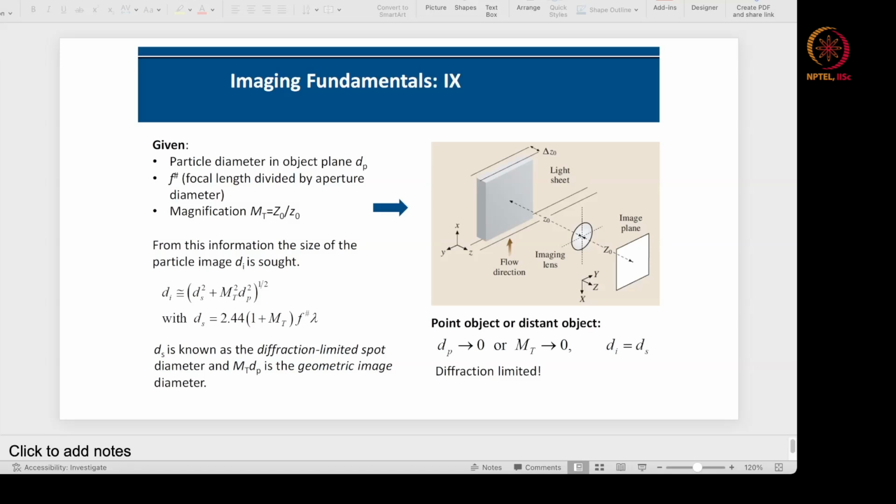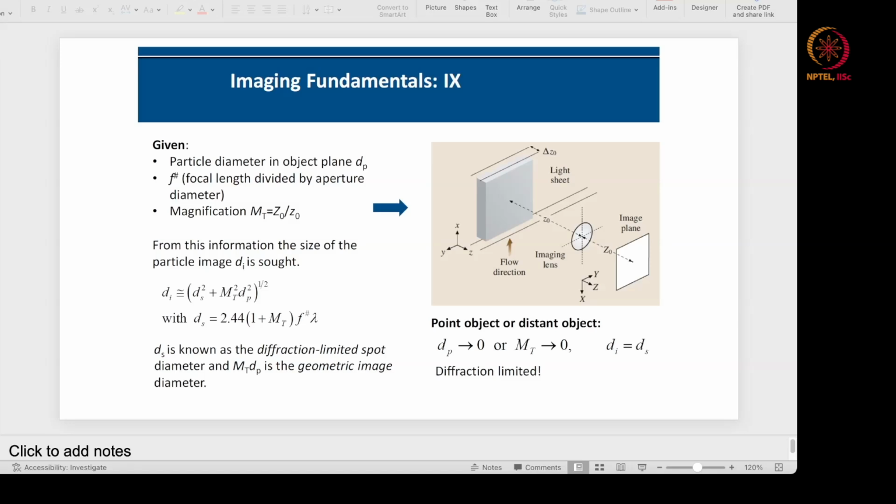So diffraction is affected, therefore, by the wavelength. The longer the wavelength, the greater is the effect of diffraction. All right. This is an important thing that you should remember, because we deal with lasers and light sources of different wavelengths to begin with. So this is an important part: the longer the wavelength, the greater is the effect of diffraction.